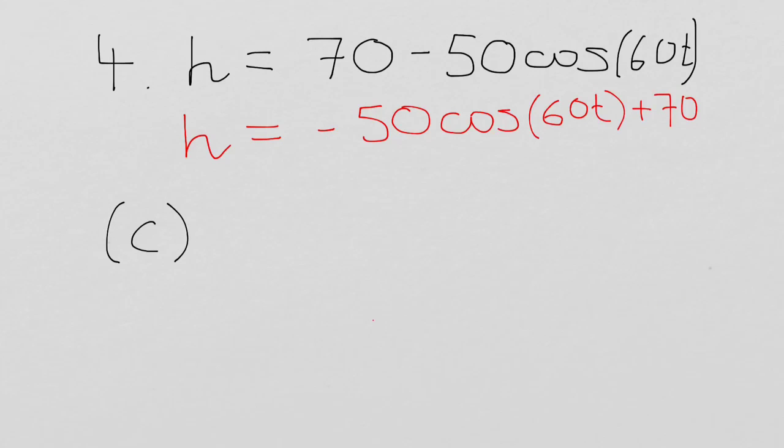And then part C, what is the furthest the weight gets from the ground? So that is going to be your maximum. So if you've got your cosine, it's going to be the highest point. The first part says what is the furthest the weight gets from the ground, so you're looking at height. The second part of C asks when does this first occur, so you're looking at time.